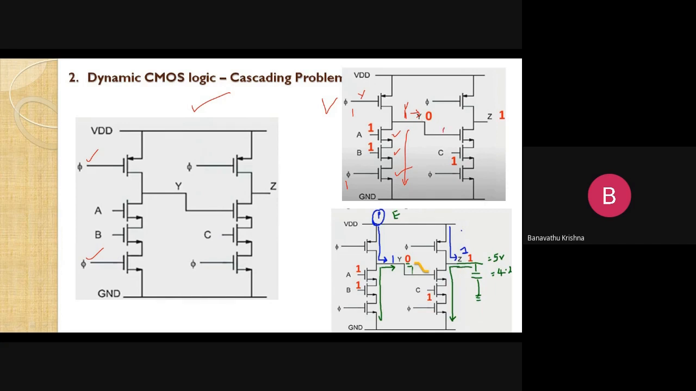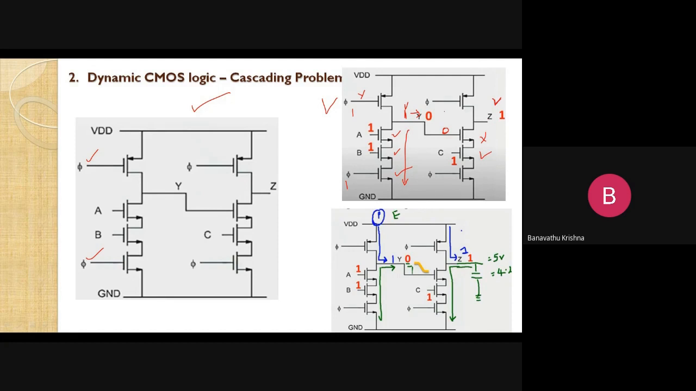Here logic 0 is applied, but the pre-charge is 1. Here it is 0, so it acts as an open circuit, while the other acts as a closed circuit. So there is no path, and obviously we get the output response as 1.